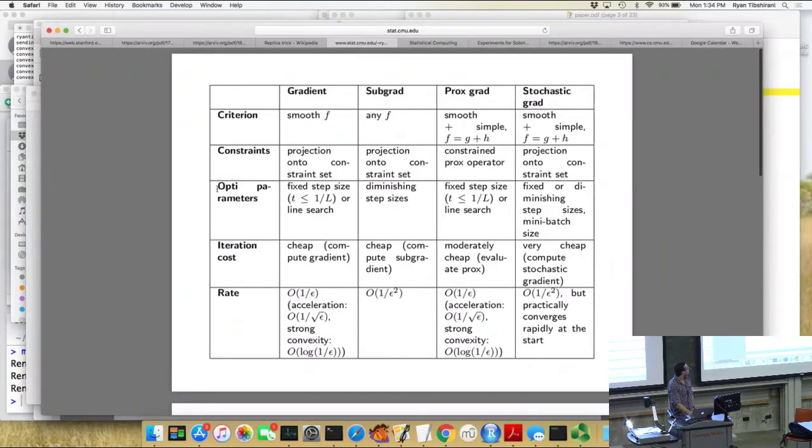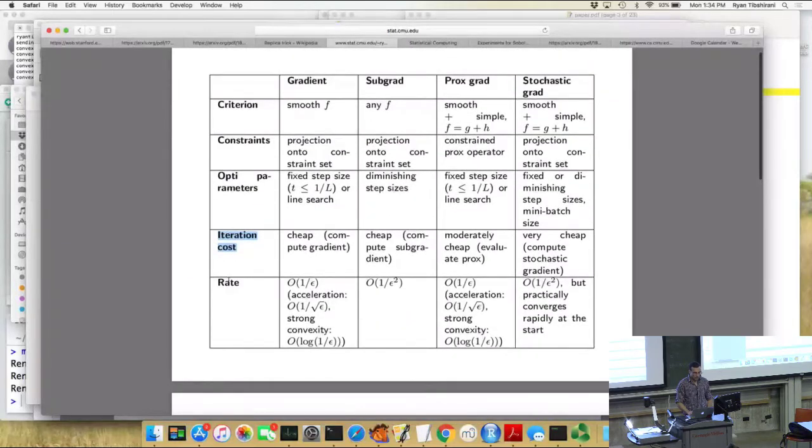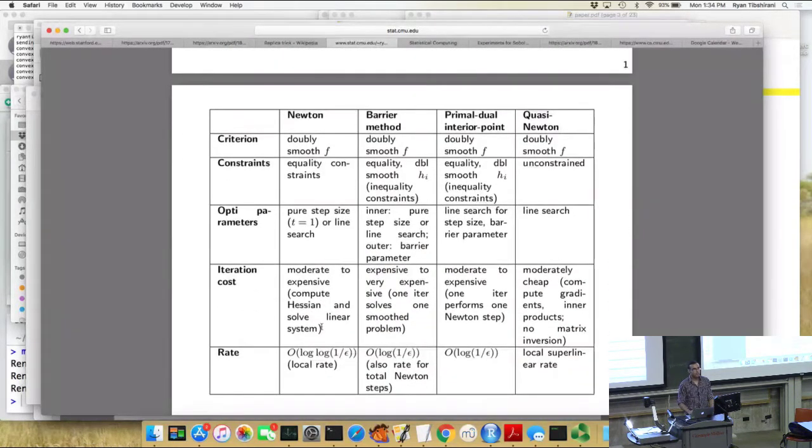What are the optimization parameters that it entails? For gradient descent, it's just the step size, and you can either fix it to be less than or equal to 1 over the Lipschitz constant, or you can do line search. What is the iteration cost? This is just informal. This row, I'm talking about the base case here, or the most generic case. Cheap for gradient descent, and it's going to be expensive for Newton. And the rate. What are the rates we'd expect in terms of getting an epsilon-suboptimal solution? So there's 1 over epsilon, 1 over the square root of epsilon, etc. Okay, so all that stuff is compressed into a couple of pages.